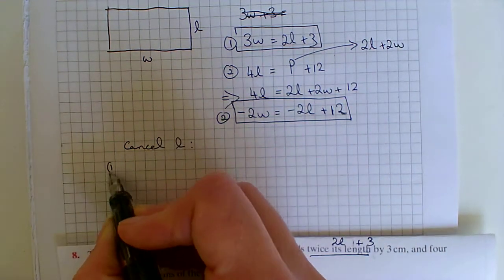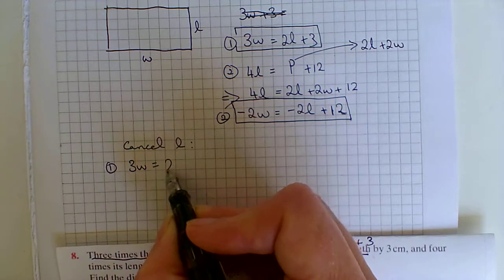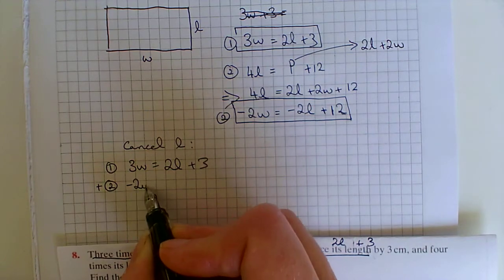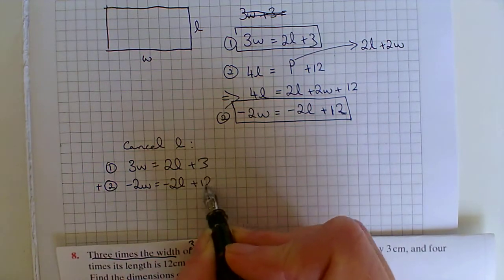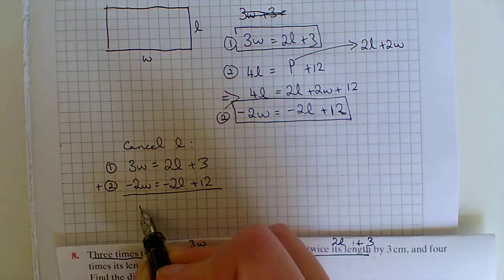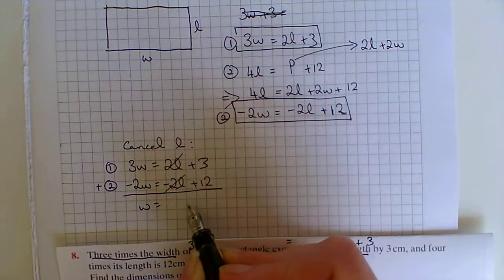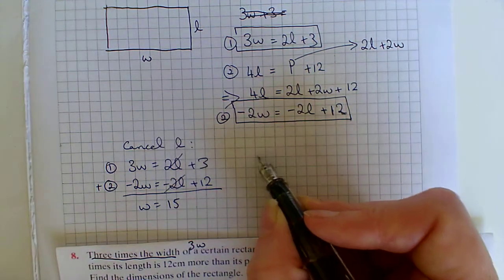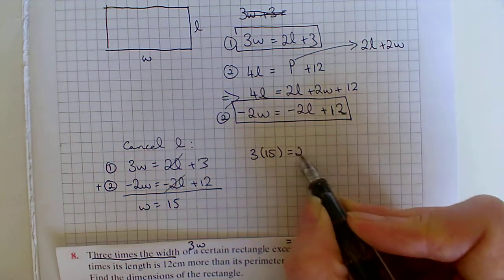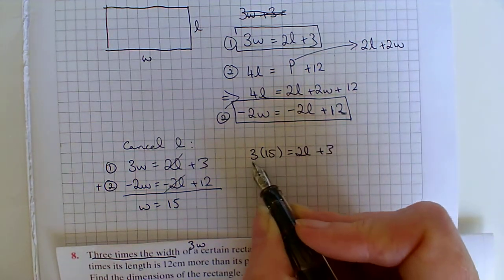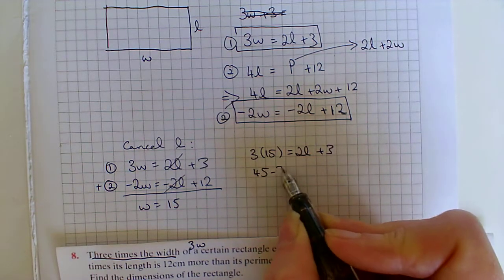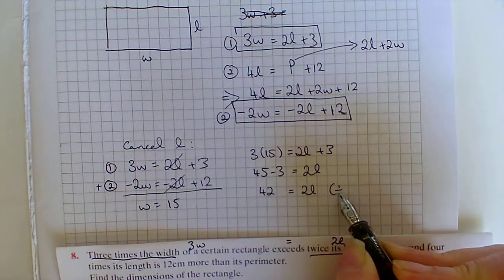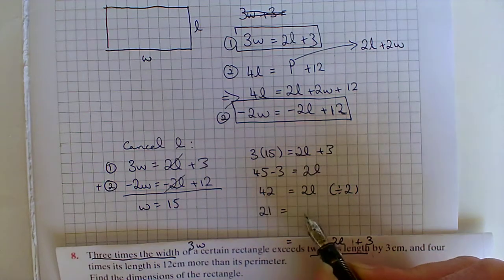And all I have to do is write down my equation 1, 3W equals 2L plus 3, and add on my second equation, minus 2W is minus 2L plus 12. 3 take 2 is 1. The L's cancel. 3 plus 12 is 15. Sub back into this. So 3 times the width is twice the length plus 3. That is 45 minus 3 is twice the length. So 42 is twice the length. Divide across by 2, and 21 is the length.